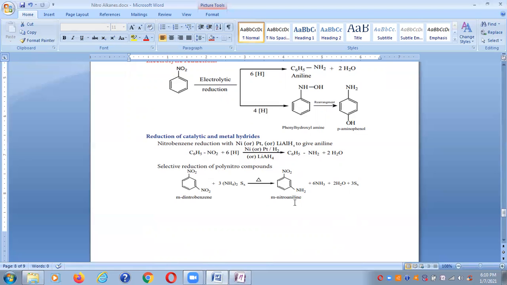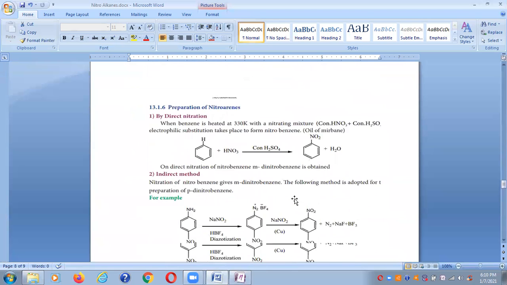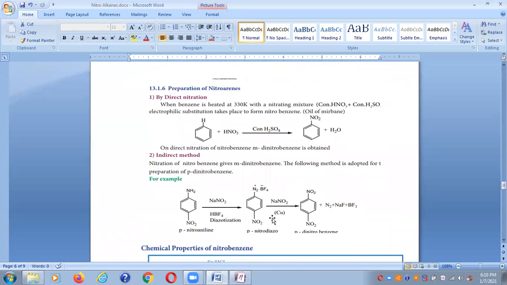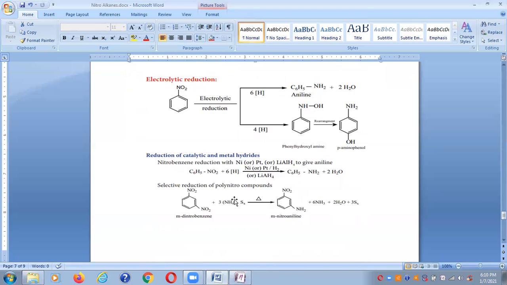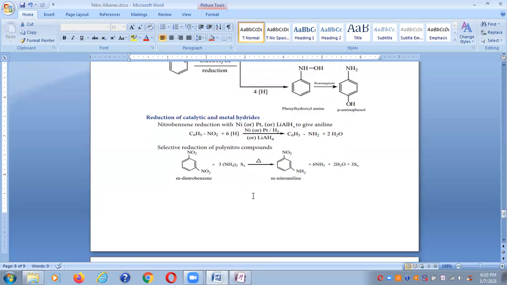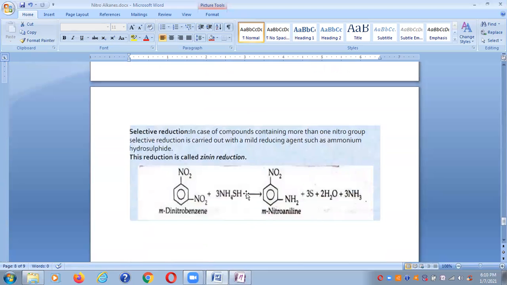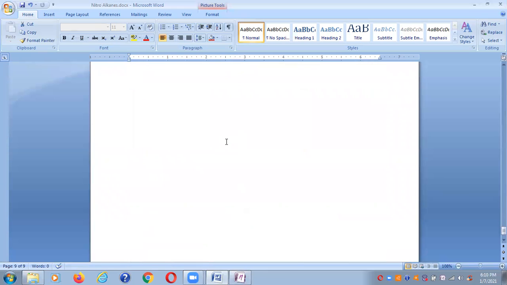Okay, so then we get nitroaniline. So in the indirect method, we prepared what? Para-nitroaniline. We started with aniline, but by the indirect method we cannot prepare meta-nitroaniline, but we can prepare meta-nitroaniline by this reaction. Generally these reactions are known as conversion type of reactions. So this is okay.